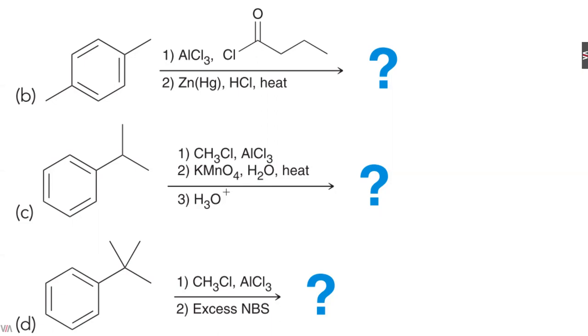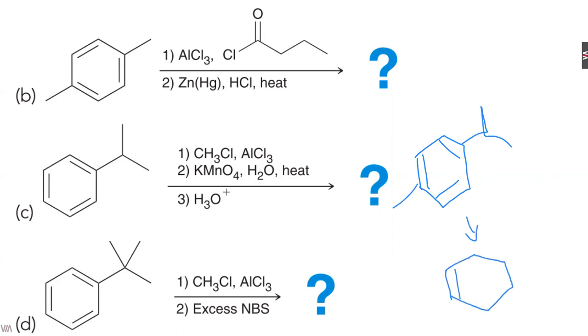At least they rhyme. So the first intermediate would look like that, and then the further oxidation gives us the dicarboxylic acid, which is known as, the general form is phthalic acid. If they happen to be para, it's called terephthalic acid or para-phthalic acid or 4-phthalic acid.